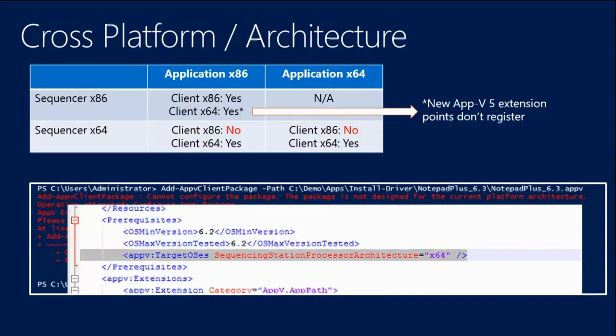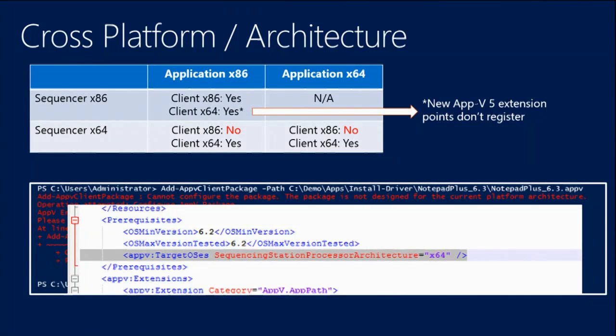But there's a slight caveat that we ran into. If I have a 32-bit application, I can sequence that application on a 32-bit sequencer or on a 64-bit sequencer. Works in the same way. Obviously, a 64-bit application, I can only sequence on a 64-bit sequencer. But what is new, and it wasn't the case in AppV4, if you've sequenced a 32-bit application on a 64-bit platform, a tag gets added into the package where it says sequencing station processor architecture equals x64. And this means that if I add this package to a 32-bit client, it won't work. It won't even add it.